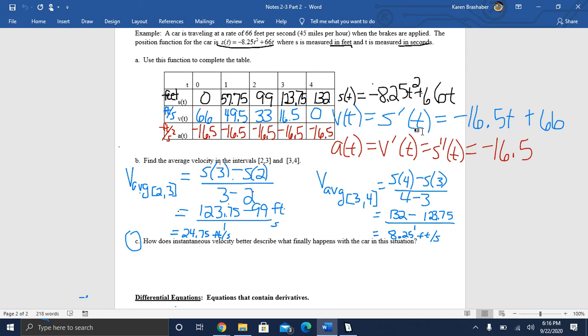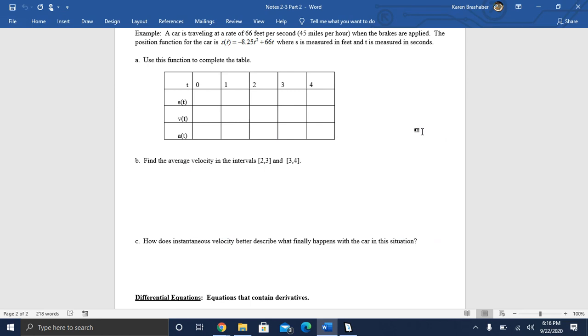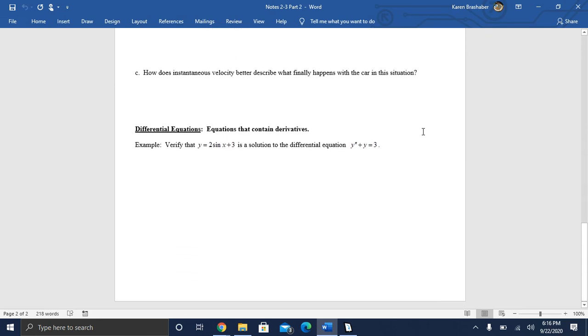And I did want you to see this new idea of differential equations, just a brief introduction to that. Differential equations are, as it states there, equations that contain derivatives. And in this introduction, all I'm asking you to do is to verify that this given equation, y equals 2 sine of x plus 3, is a solution to the differential equation that has a derivative in it, y double prime plus y equals 3. So the work is very simple.